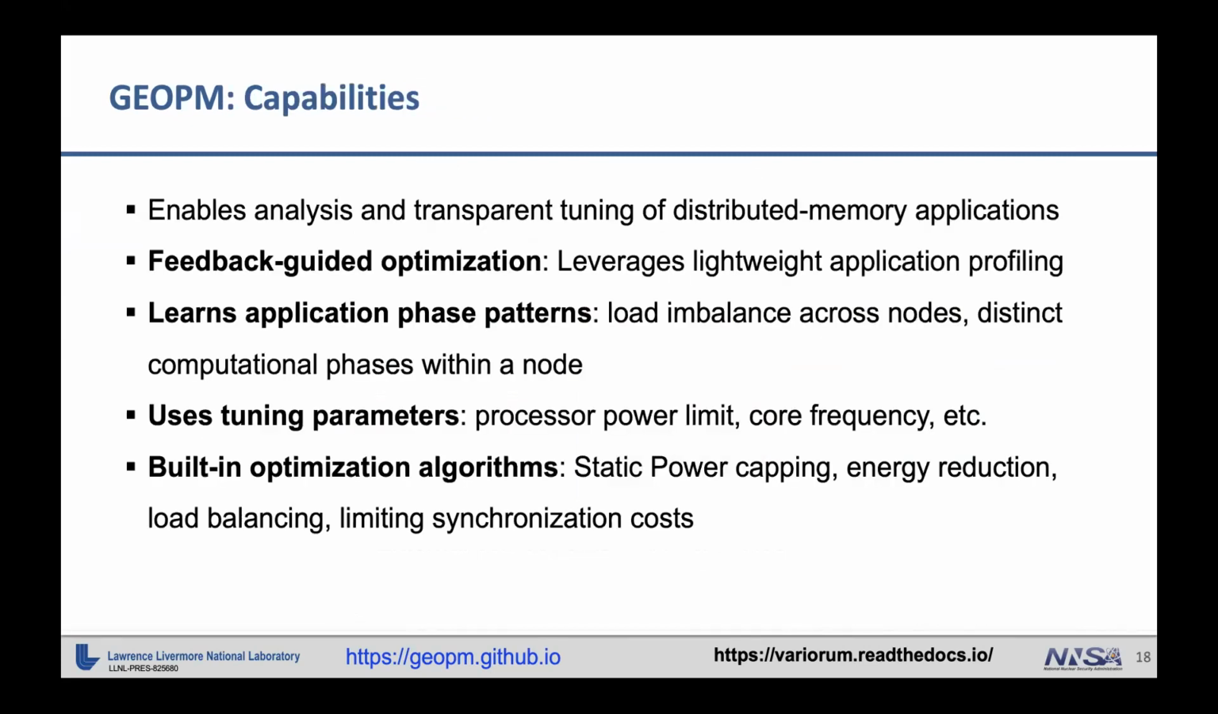These are some of the capabilities of GOPM. I'll just quickly go over them. It enables transparent analysis and tuning of the application. It performs feedback-guided optimization. It makes power assignment decisions based on the application behavior at runtime if you enable the right plugin. It uses tunable control knobs in response to that behavior. It supports built-in optimization algorithms for different aspects of a runtime system, for example, static power capping. They have an energy reduction agent or algorithm. They have a load balancing algorithm through power balancing, and there's also some effort towards lowering the synchronization costs.